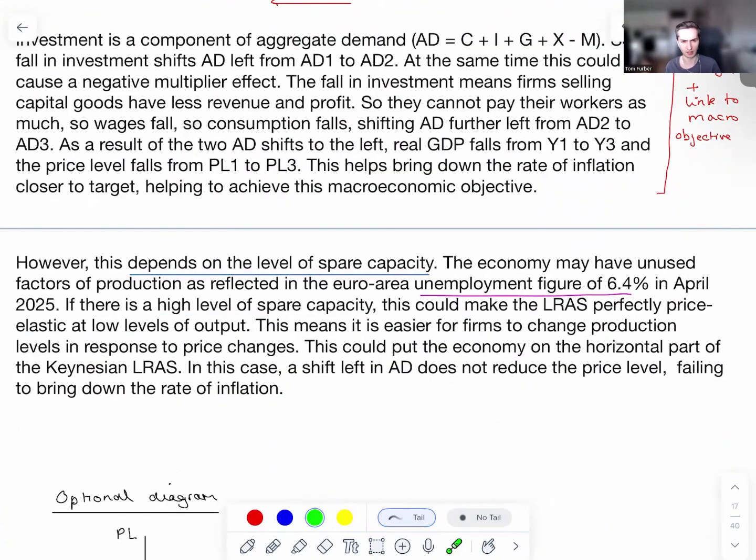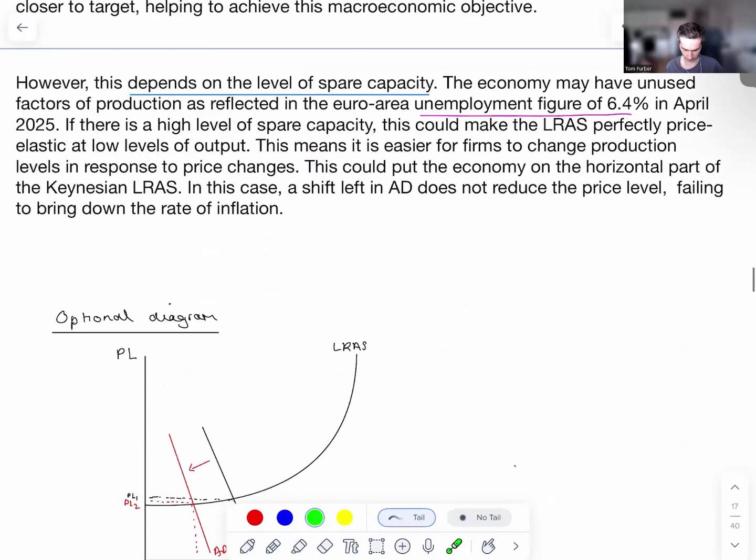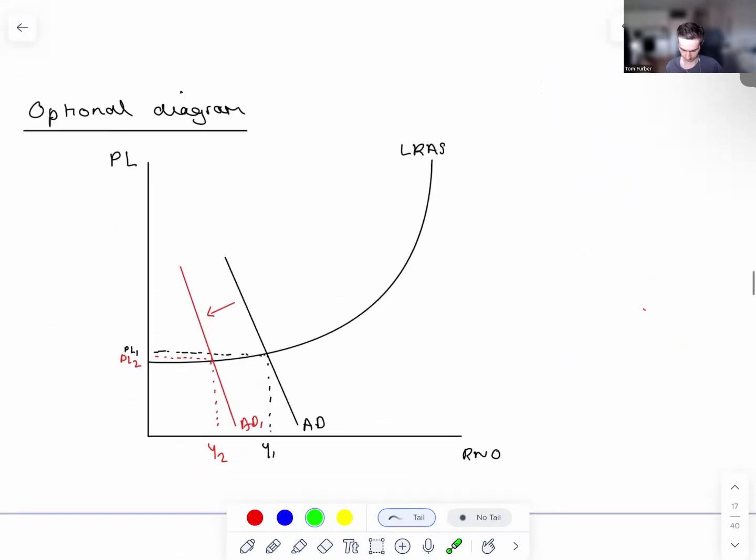To evaluate, this depends on the level of spare capacity. So the economy may have unused factors of production, which may be reflected in the unemployment rate in the euro area of 6.4% in April 2025. If there is a high level of spare capacity, this can make the LRAS perfectly price elastic at low levels of output. This can be shown in the diagram here.